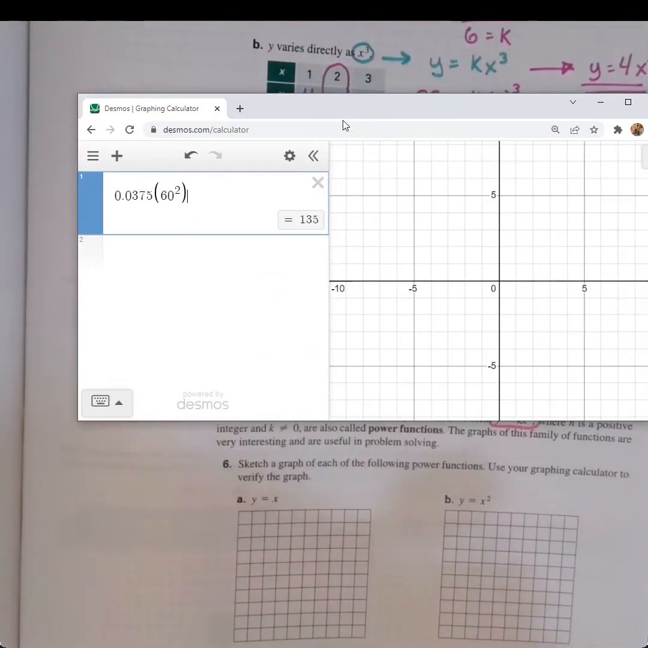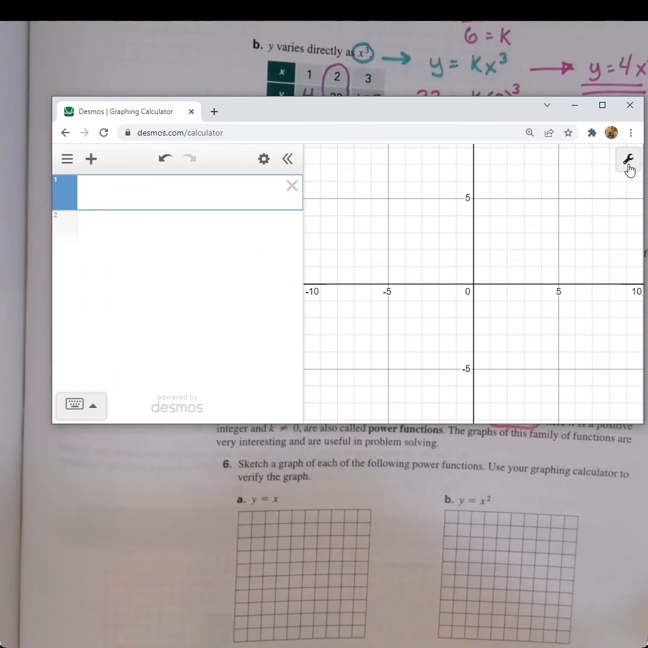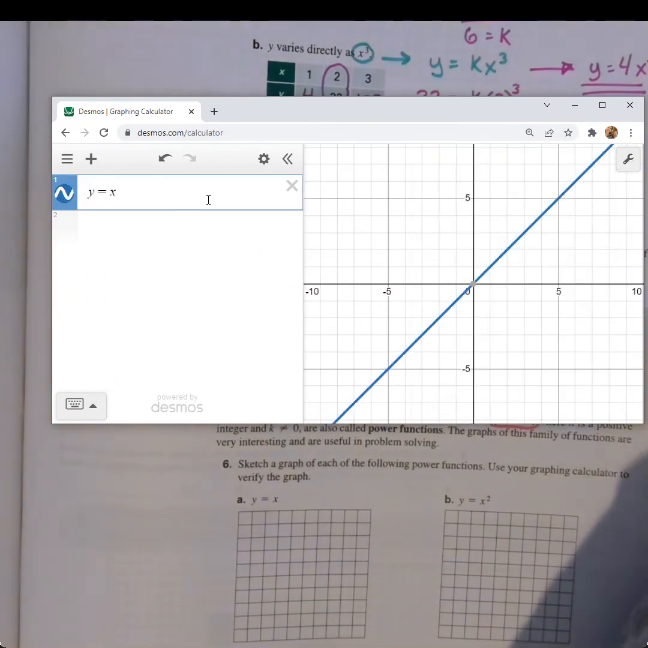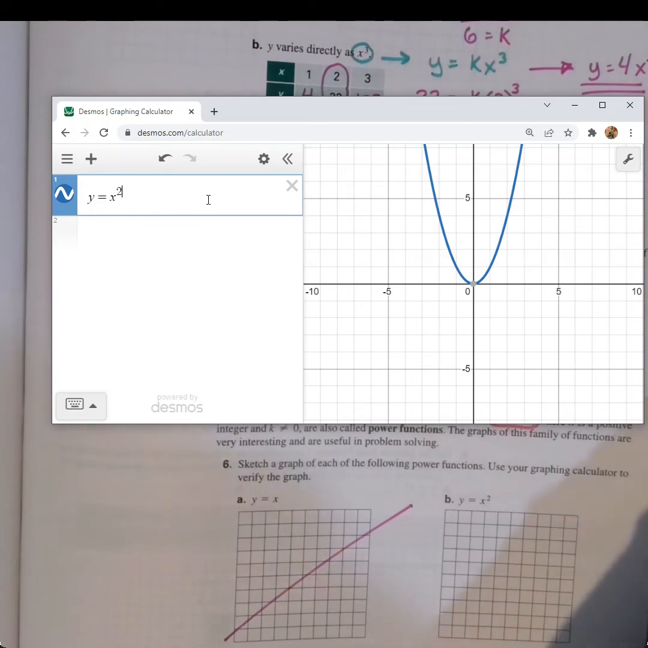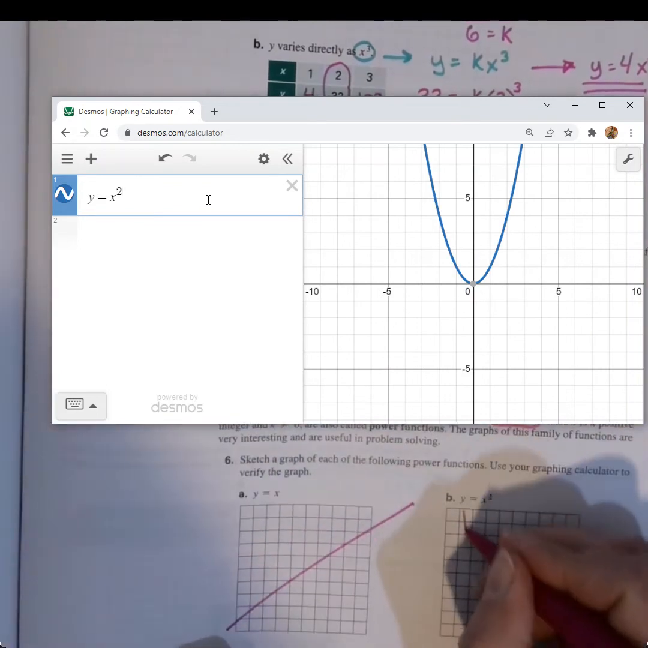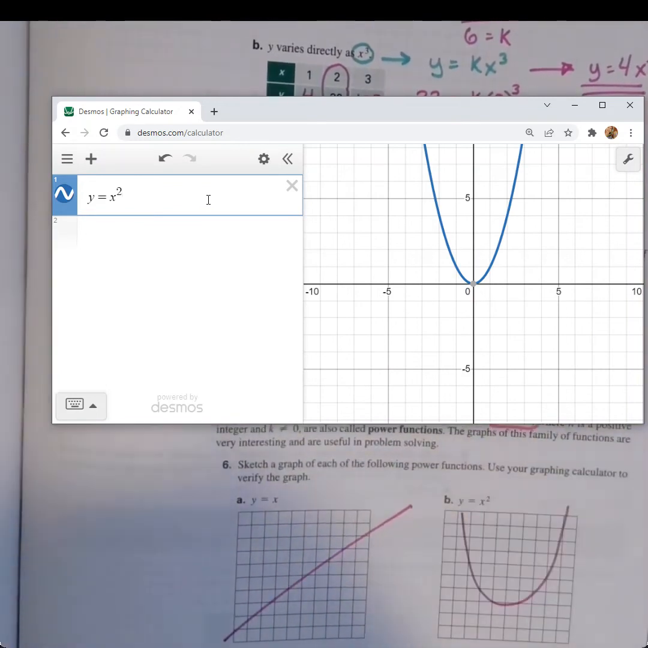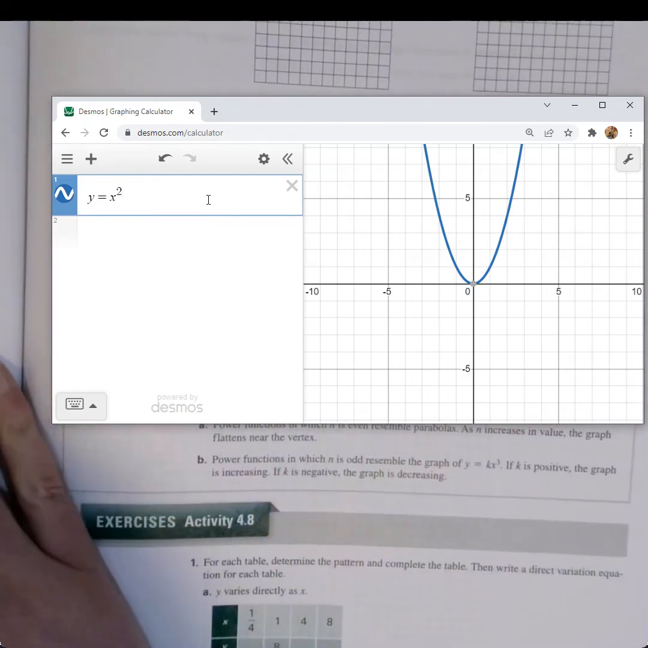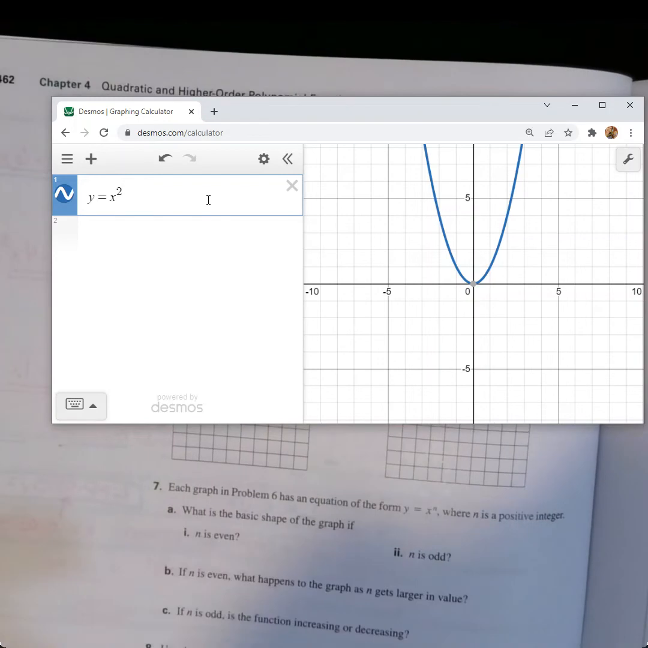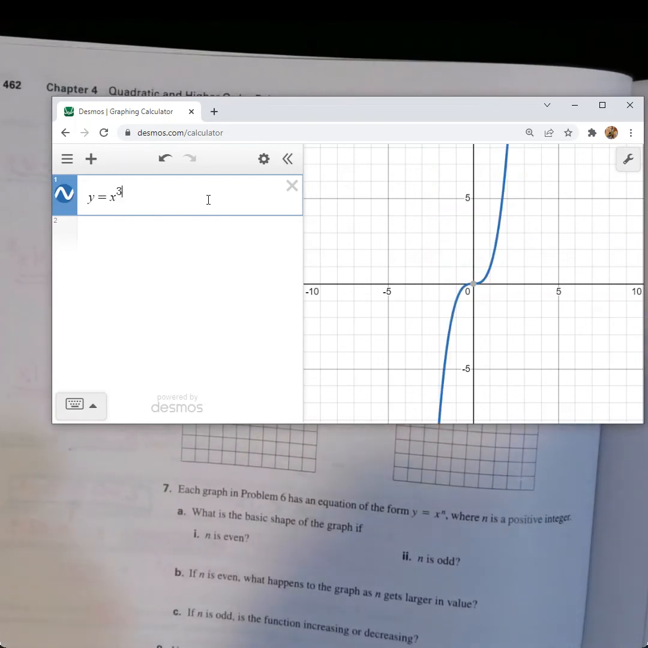I will start graphing these over here. I wanted to zoom home. You know what y equals x looks like. Y equals x, line. Y equals x squared, I know what that looks like. Parabola. Now, some of the other shapes we might not be familiar with yet, so we'll take a look at those. Y equals x to the third.